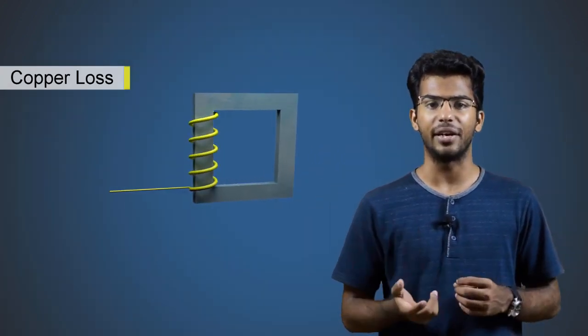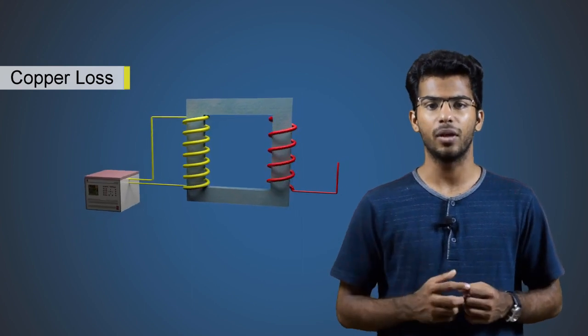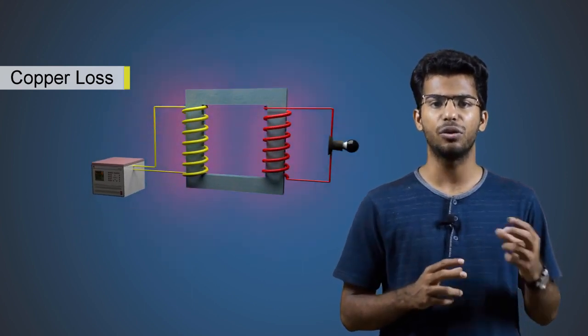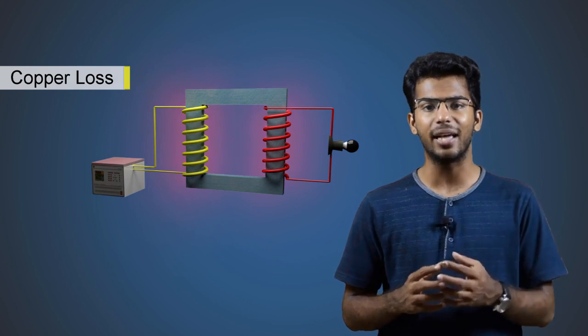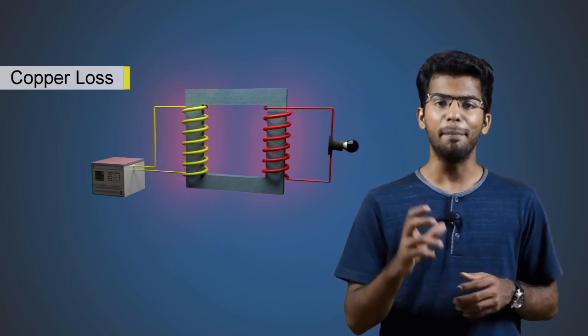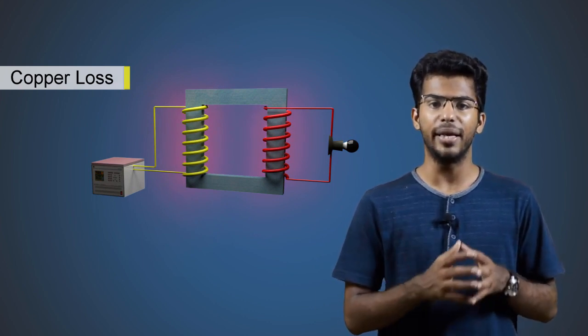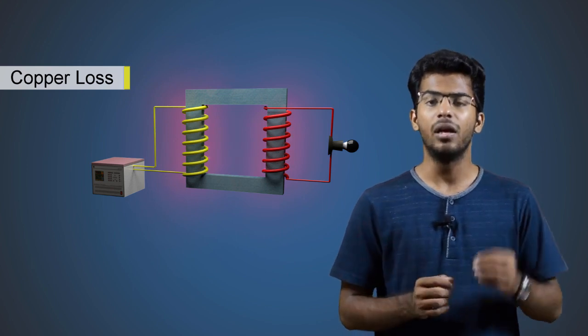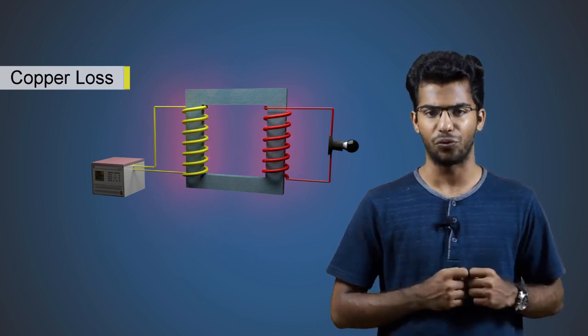So that is all about core losses or iron losses. Let's move on to another major type of loss, that is copper loss. Both the windings, primary and secondary, are made of copper. They have a small resistance to the flow of current and it gets heated up because of that. So some part of the electrical power will be lost as heat. This is the copper loss in the transformer.